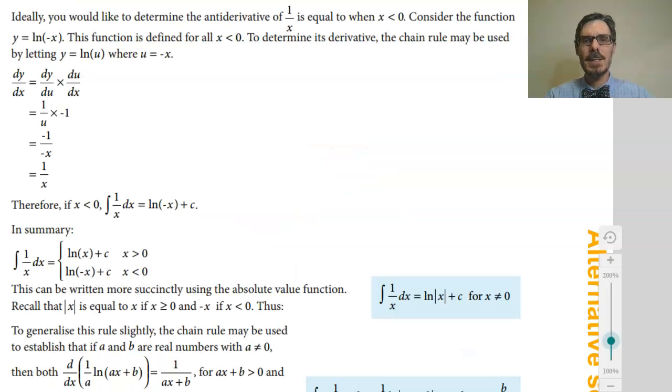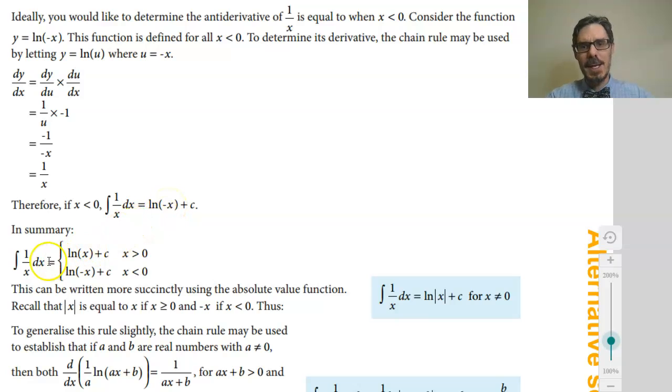So what are we going to do to fix this problem? Well, let's have a think about what happens with log of negative x. This function, log of negative x, is defined for all negative values of x. And we can work out its derivative using the chain rule. So it becomes 1 over u times negative 1, which becomes negative 1 over negative x, which is also 1 over x. It just happens that x is negative. Therefore, the integral of 1 over x is log of negative x plus c, if x is less than 0.